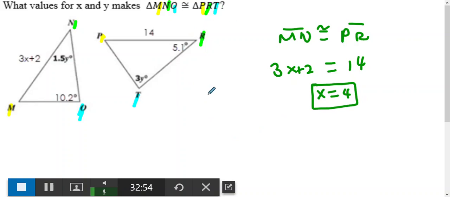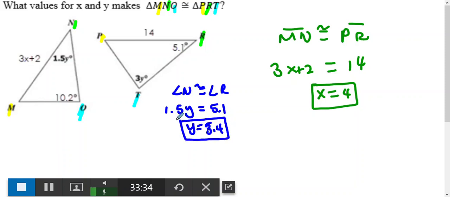Now let's work on y. Y is with the angles, so let's see what's going on there. We have an angle here that's green and one that's green here. So let's see what we can set up. We're talking about angle N being congruent to angle R. Angle N is shown as 1.5y, and that's equal to 5.1. And when we divide both sides by 1.5, we end up getting y equals 3.4.